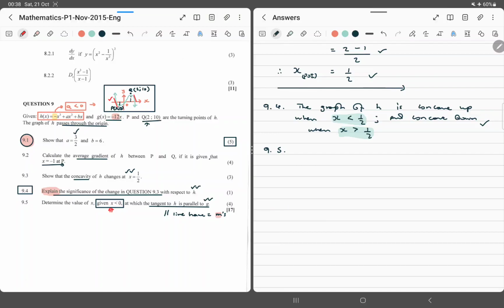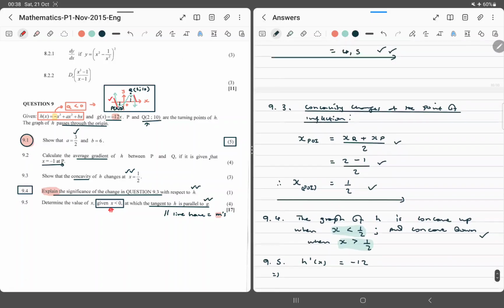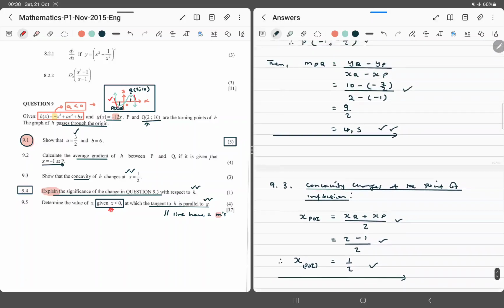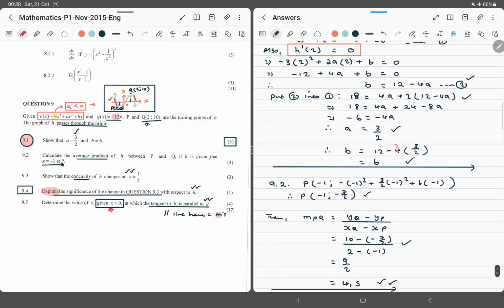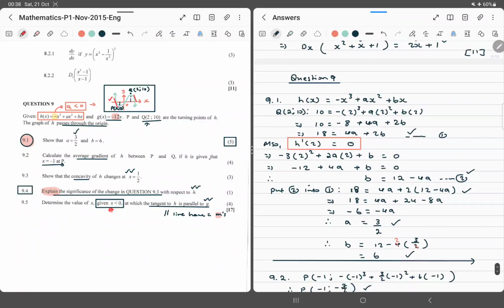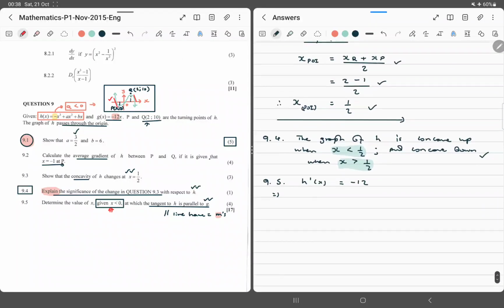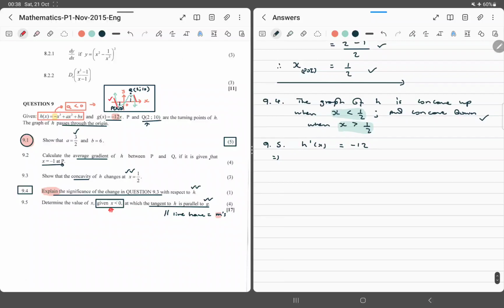So let's move. What do we know? For the gradient to be equal to, we know that f prime of x is equal to minus 12. That's what we're saying here. Now, we want to work out the x value, right? Great. So what is the first derivative of h? Now we go back. I don't know, did we ever write our full equation for h? We did not. But that's not a problem.